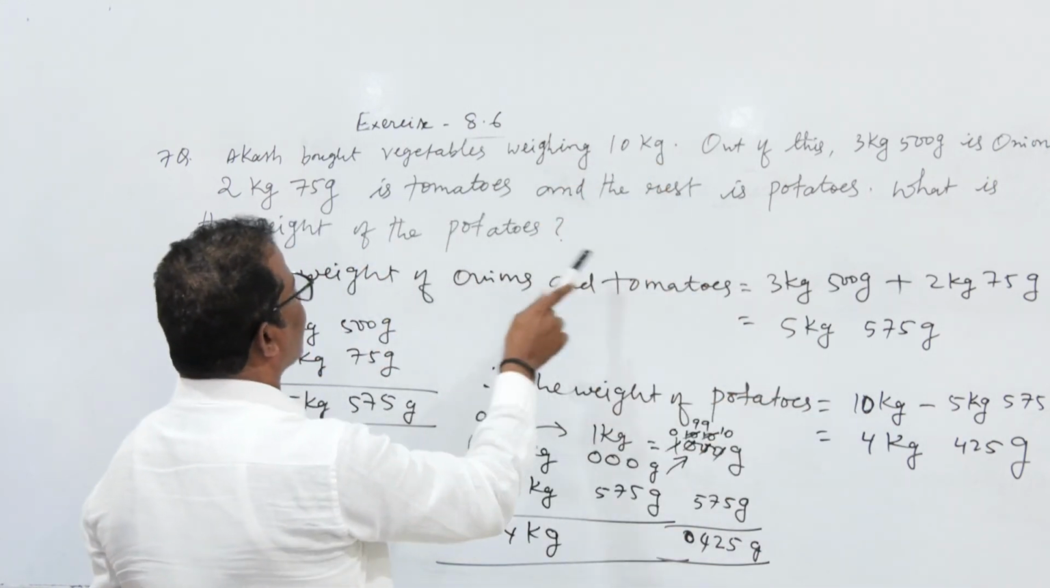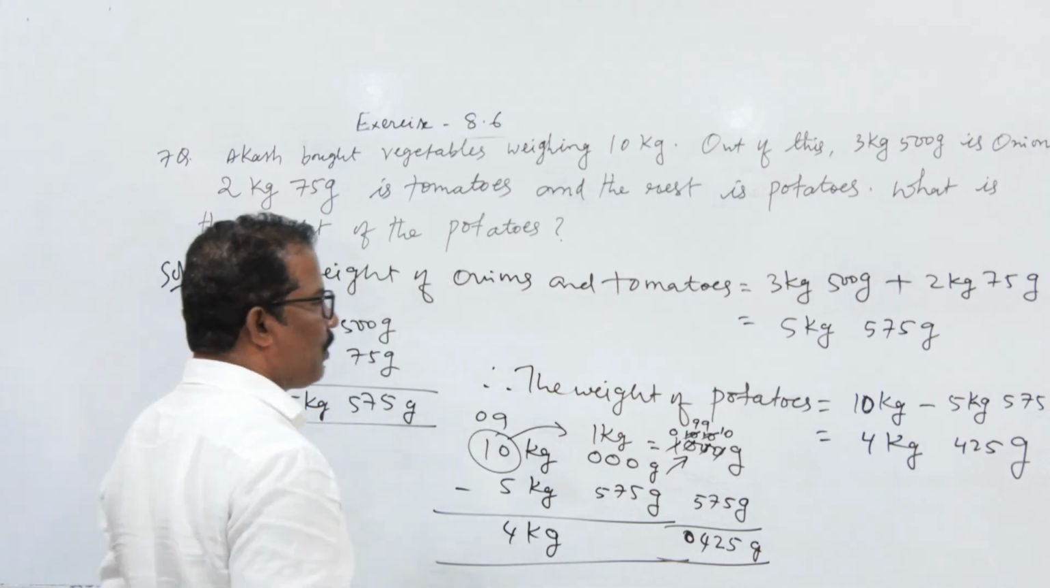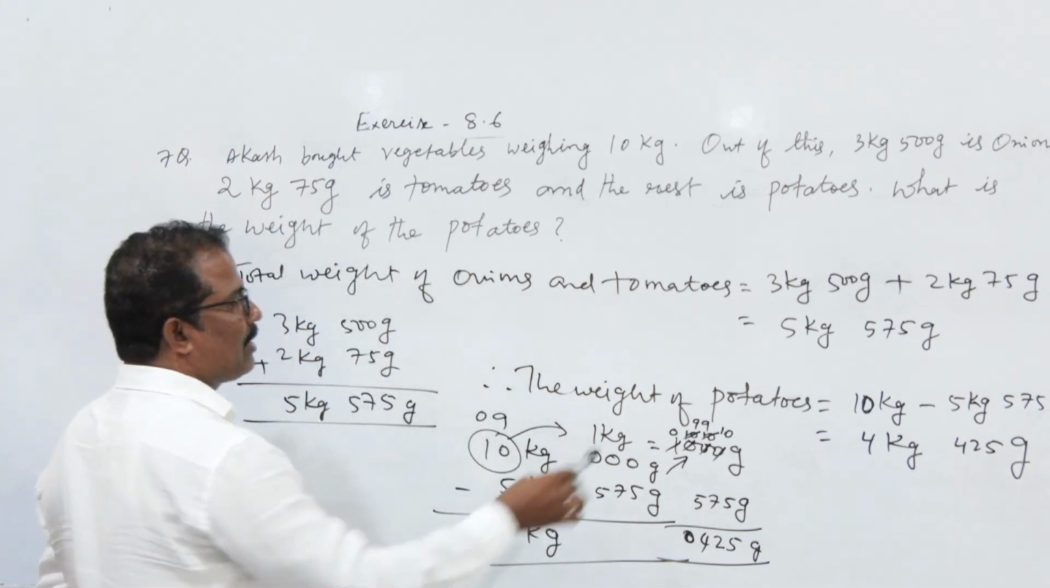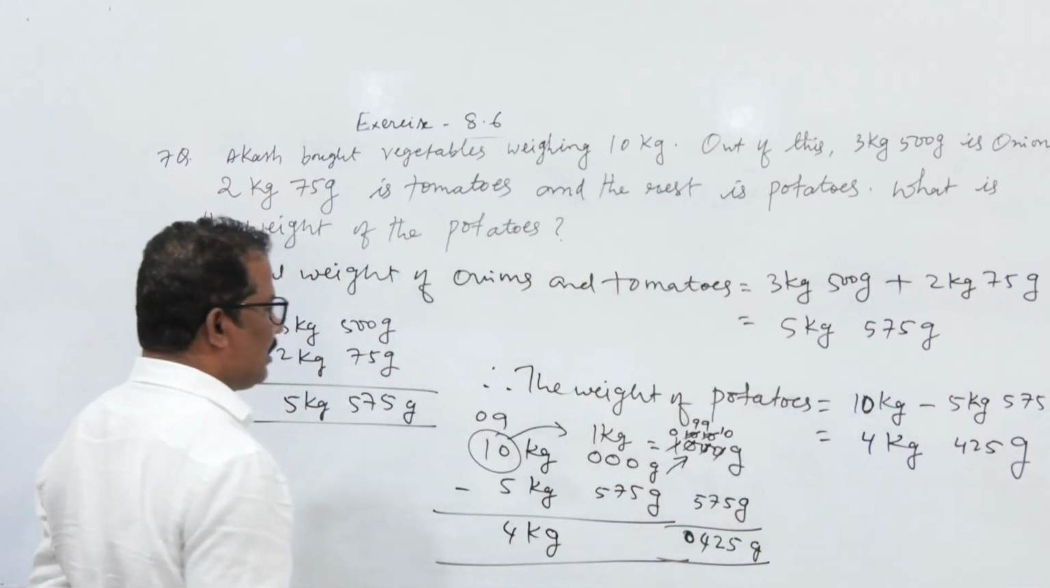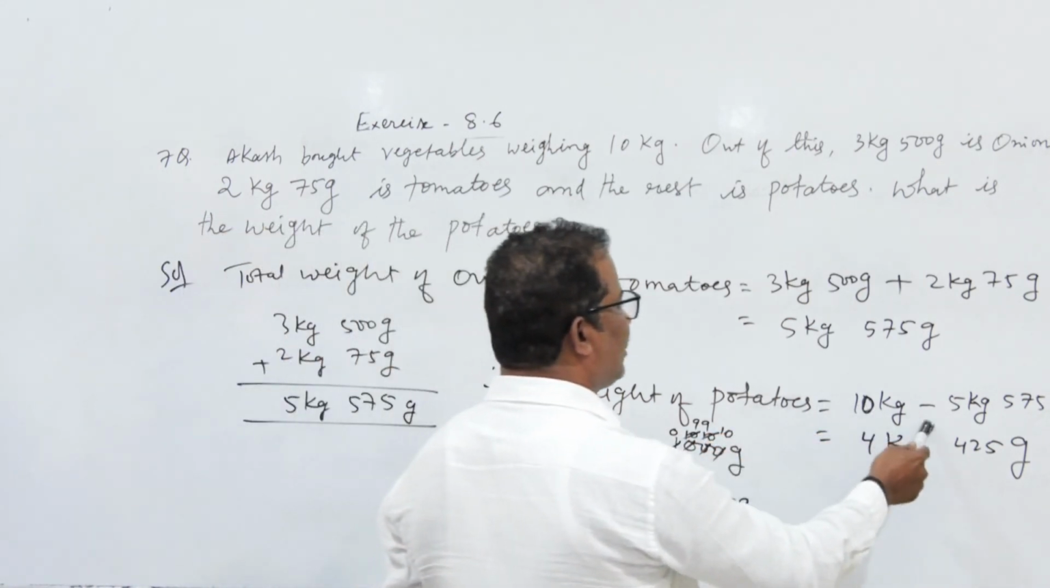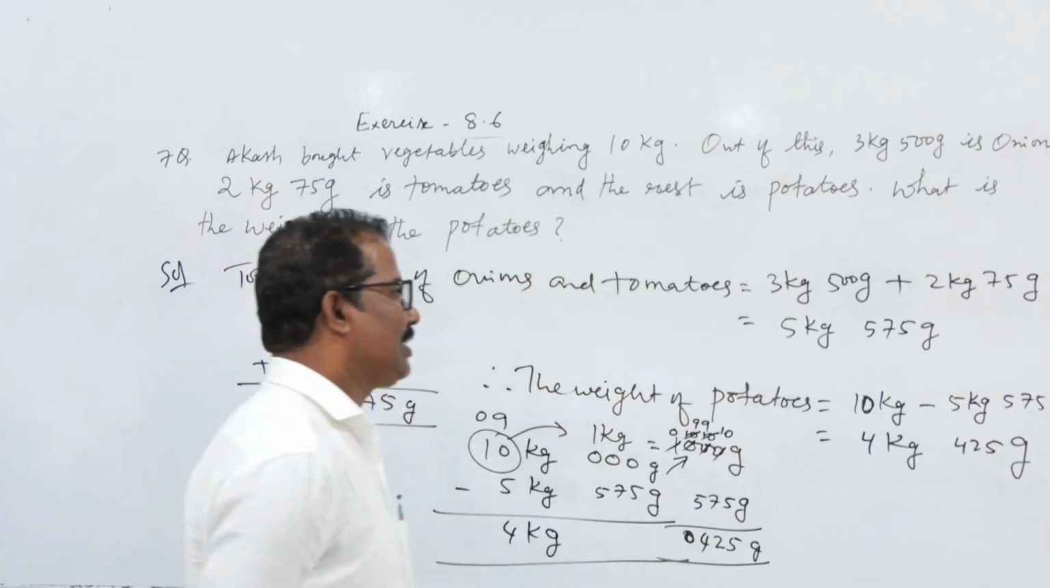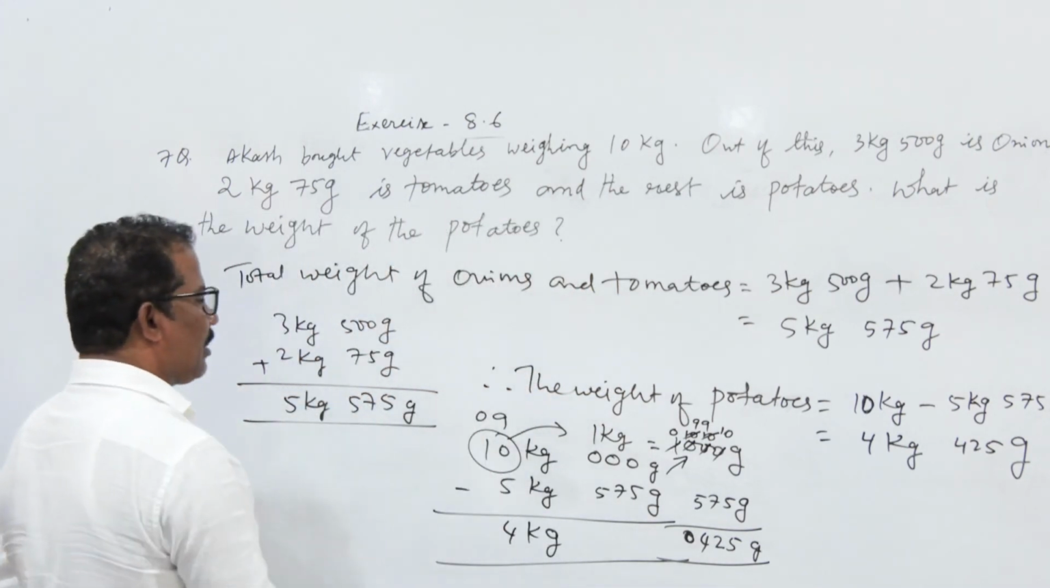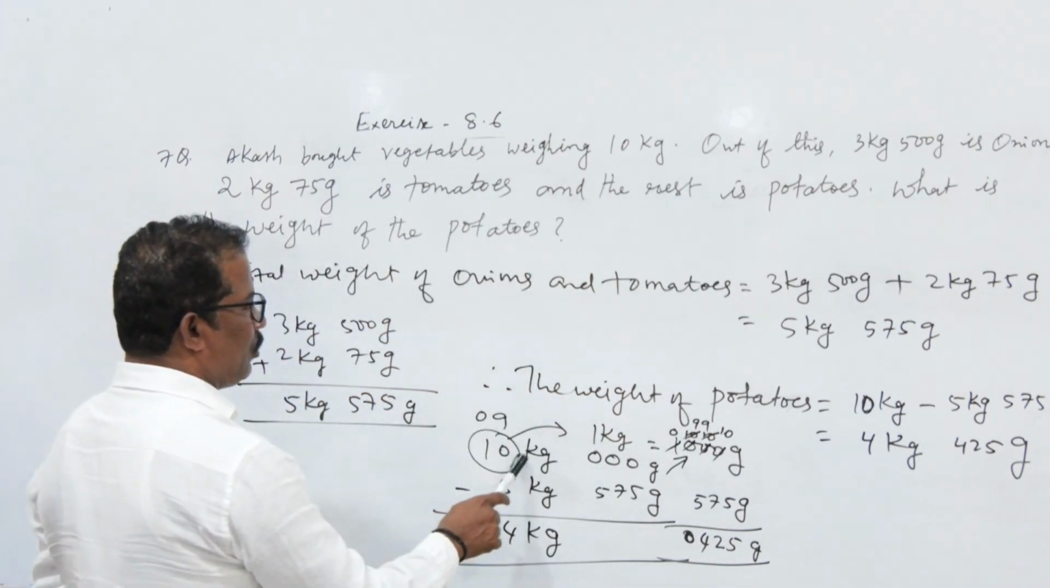Now this weight we have to subtract from this 10 kg because the rest of the weight will belong to what? The weight of the potatoes. For finding that, we need to subtract this weight from this 10 kg. We wrote here the weight of the potato is equal to 10 kg minus 5 kg 575 gram. There are two units, kg units and gram units.